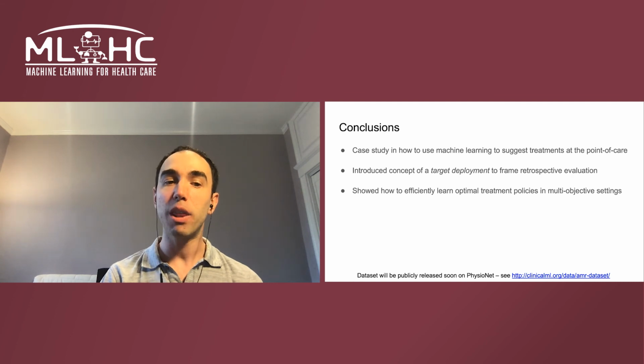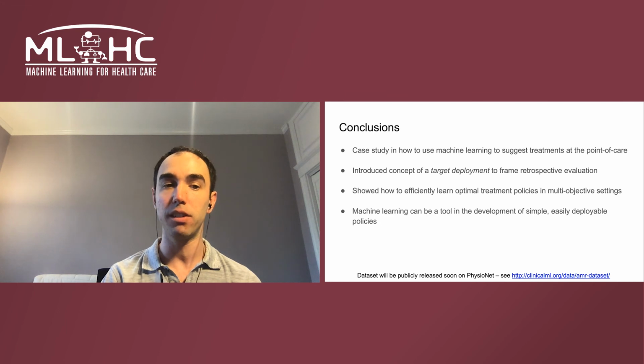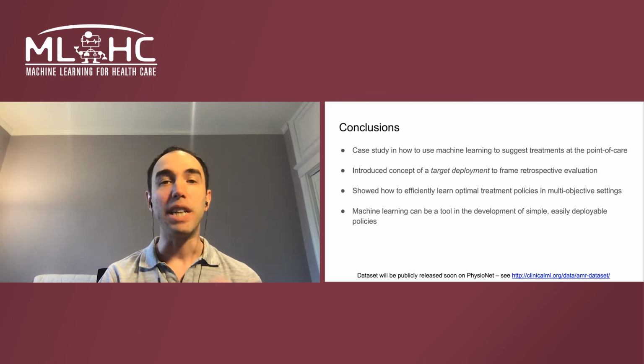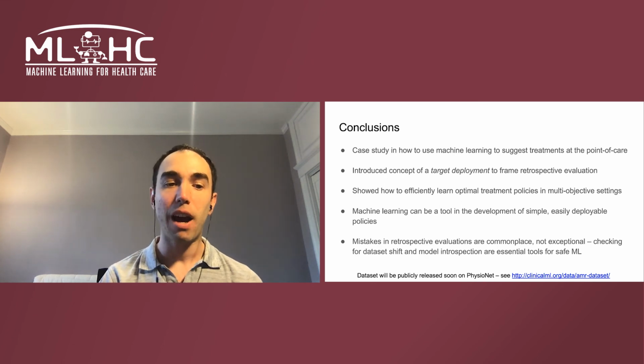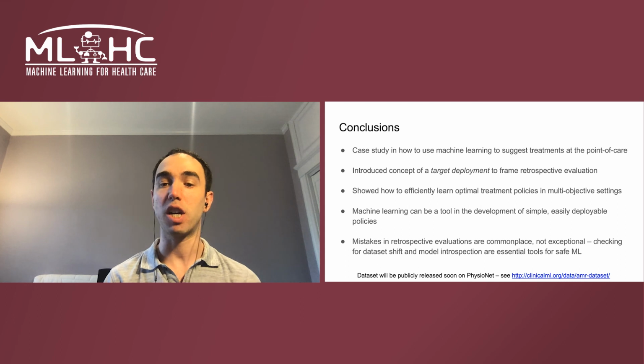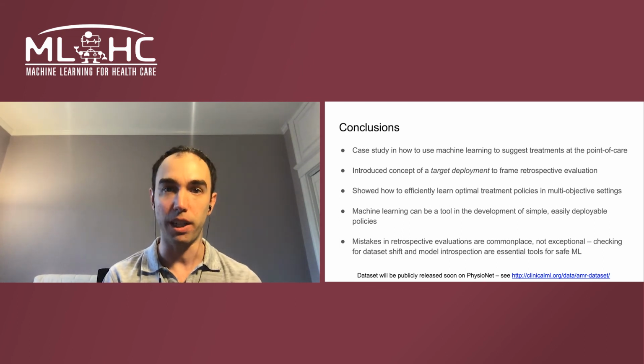We showed algorithms for how to efficiently learn optimal treatment policies in multi-objective settings. And we then showed how one could distill these policies into simpler policies that might be more easily implemented in commercial electronic medical record systems. Finally, we showed how mistakes in retrospective evaluations are commonplace, not exceptional, and we strongly suggest that the community makes standard practice both dataset shift checks and the use of model introspection as tools for developing safe and robust machine learning in healthcare.